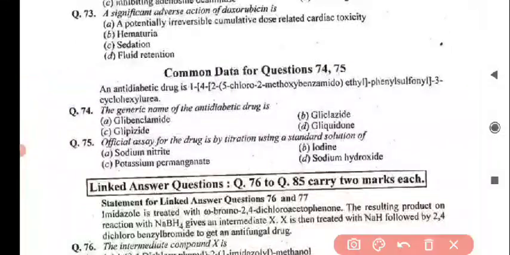Next statement is, an antidiabetic drug is 1-[4-[2-(5-chloro-2-methoxybenzamido)ethyl]phenyl]sulfonyl-3-cyclohexyl urea. Now the question is, the generic name of the antidiabetic drug is, and the correct answer is option number A, glibenclamide. And the next question is, official assay for the drug is by titration using a standard solution of, and the correct answer is option number D, that is sodium hydroxide.